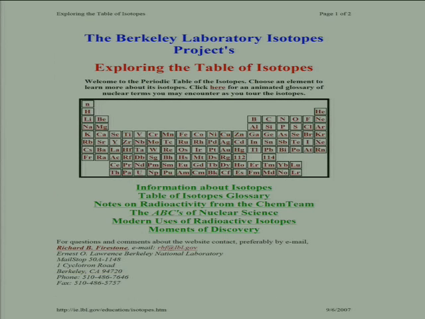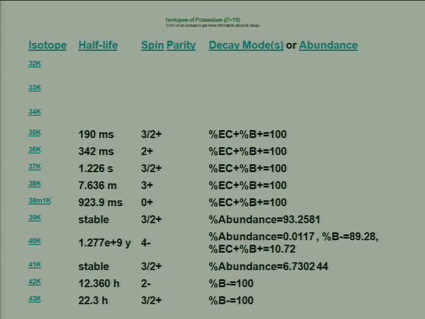There's lots of other information. So there's something called exploring the table of isotopes. And here's a periodic table. And you click on the element you're interested in that day of the week. And let's say it's potassium. So you click on potassium, and here's a list of all the potassium isotopes which are known. It tells you what their half-lives are, whether they're stable. So here's our potassium-40 with the 1.3 billion year half-life.